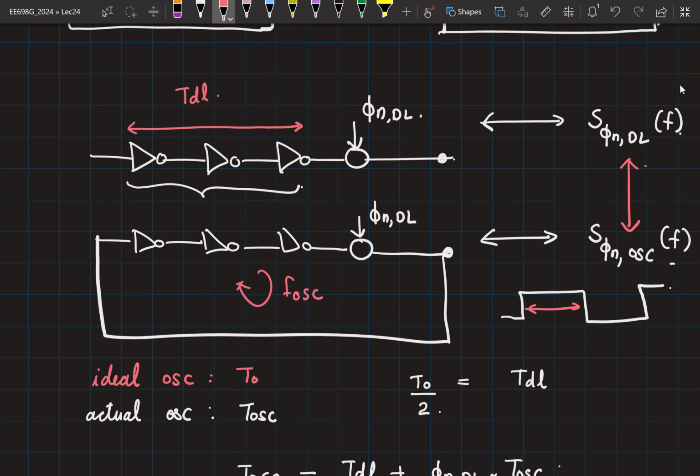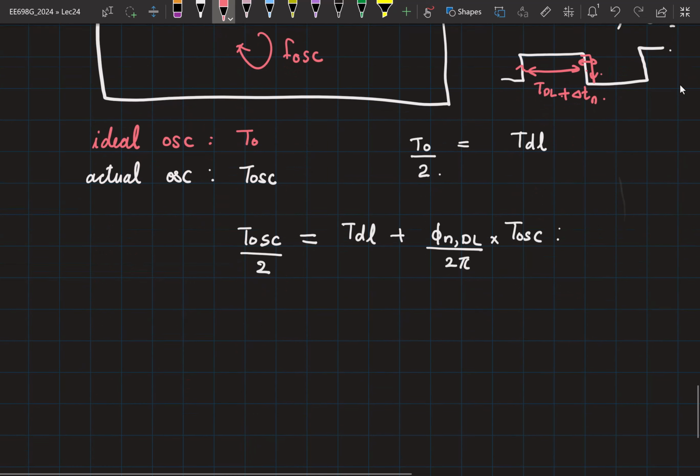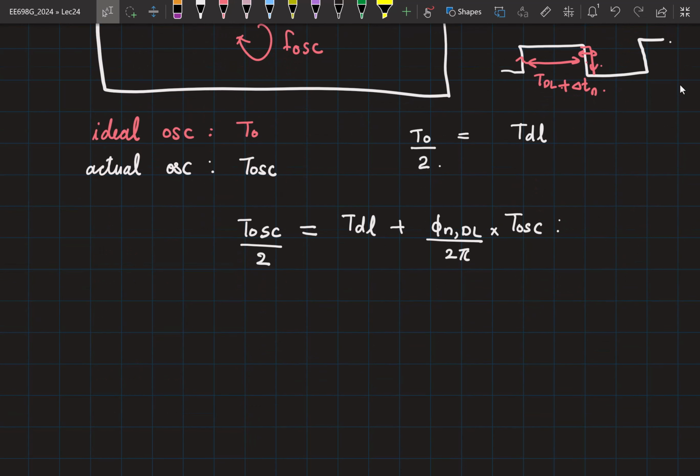Earlier, this part was equal to TDL, right? But now this edge is going to shift. So from the rising edge to the falling edge will be equal to TDL plus whatever is the jitter caused by this. That's what I have written. I could also have written this in phase domain, in which case this would be equal to pi, where I convert TDL into phase domain. So that will be TDL by T oscillation into 2 pi plus phi. You can use either of these.